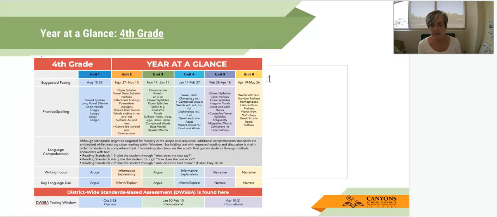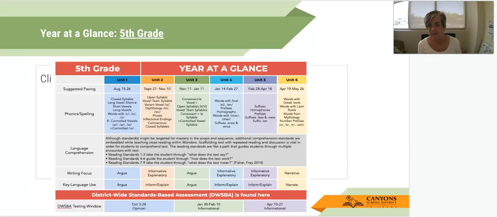Let's look now at the year at a glance. Here you see the 4th grade year at a glance, and here you see the 5th grade year at a glance. If you were to click on this link here, you'd be able to see your grade level's year at a glance. Let's look here at the 5th grade this time. Here we have our 6 units. You have your suggested pacing. It goes from August 15th to September 26th, and then September 27 to November 10, and so on. Here we have the phonics and spelling.